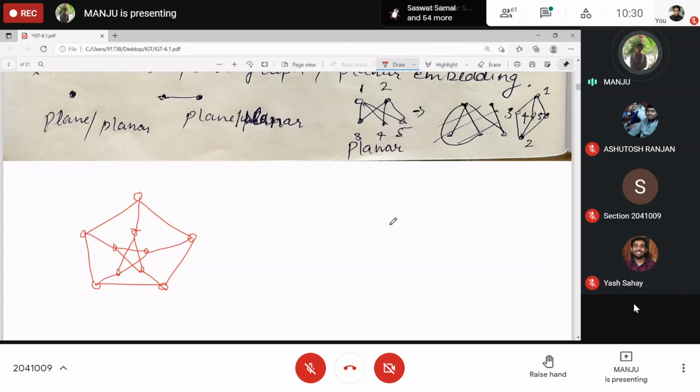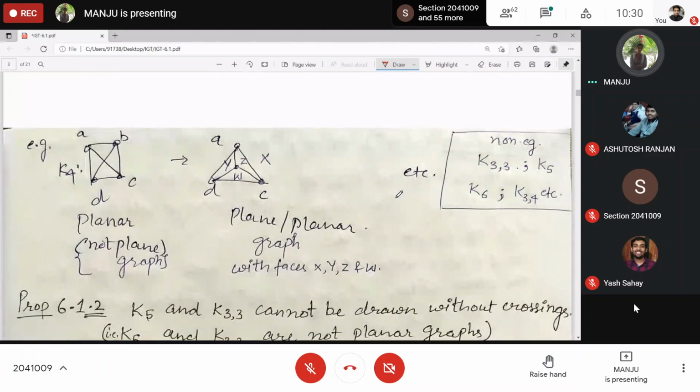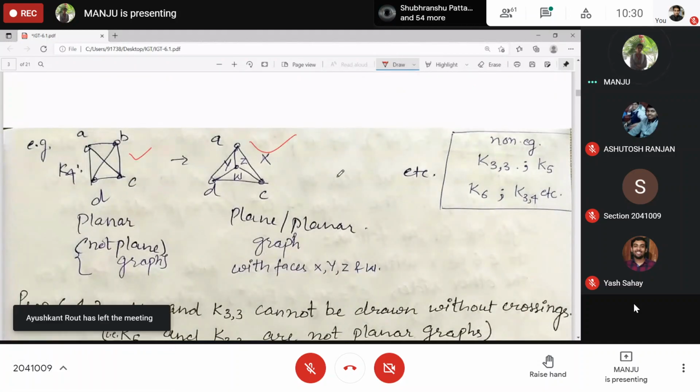This one, non-planar. We will prove it. This you cannot draw as a plane. Okay? K4, the plane part of K4 is drawn as this one. Okay?